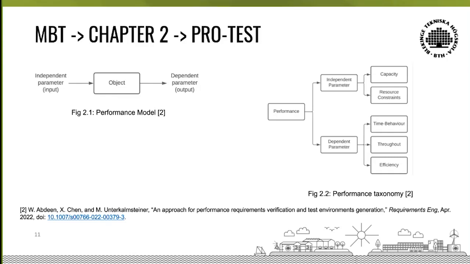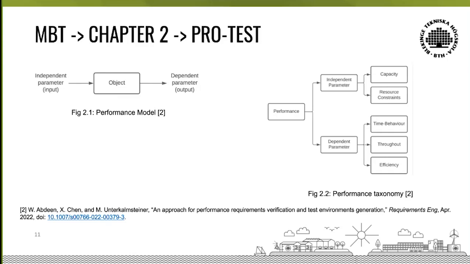And then we have independent parameters as an input and output, dependent parameters as an output. Of course, as we know in the concept, any manipulation in the independent parameter would affect the outcome, or the value, of the dependent parameters. And on the right side, we have also proposed this taxonomy for performance aspects.